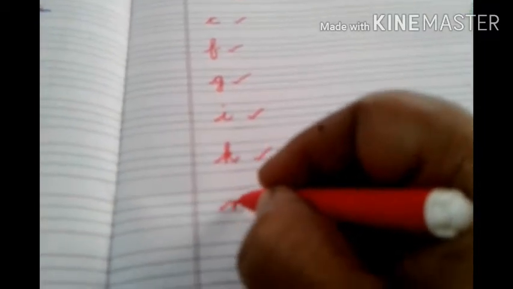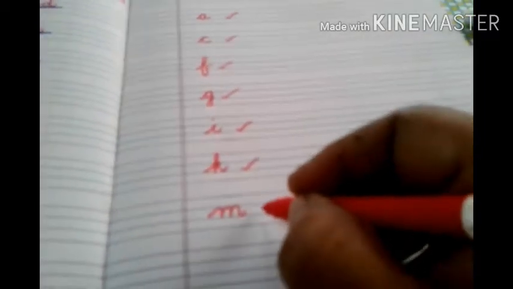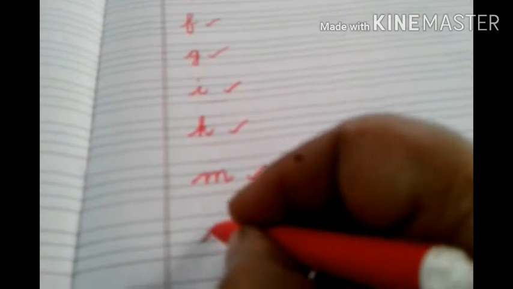Now next letter is M. If you have written M like this, put a tick, otherwise put a cross. Next letter is O. If you have written O like this, put a tick, otherwise put a cross. Next letter is Q. If you have written Q like this, put a tick over there, otherwise put a cross. Now next letter is T. If you have written T like this, put a tick, otherwise put a cross.